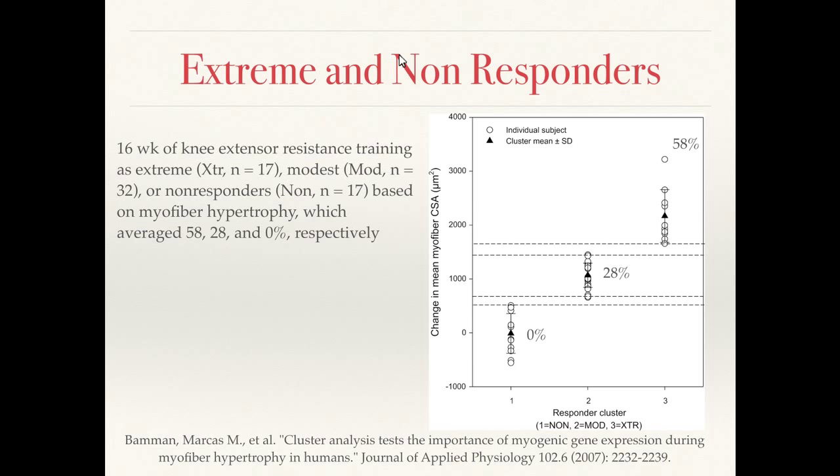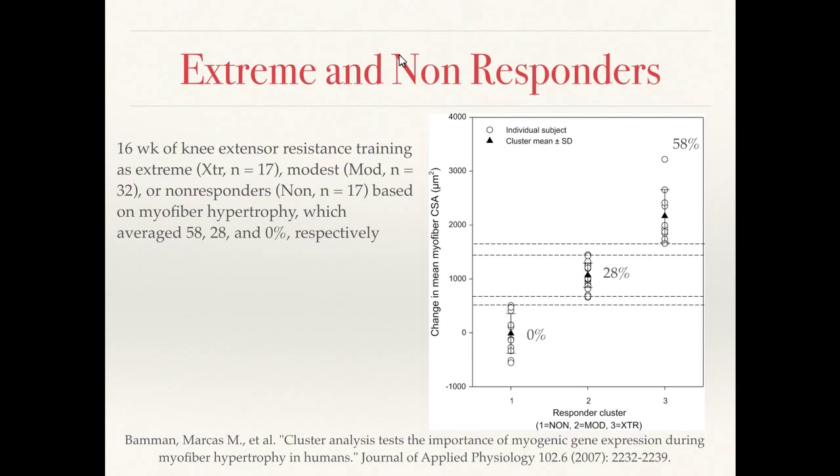So does this explain why some people grow more than others, or hypertrophy more than others? Well, Marcus Baumann did a cluster analysis. Basically, they did 16 weeks of knee extensor resistance training, and they found that out of the whole group of subjects, there were non-responders, which got 0% hypertrophy, moderate responders, which got 28% hypertrophy, and extreme responders, which got near 60% hypertrophy. Think about it. How many times have you seen the guy who goes in the gym and they just respond like crazy? That's actually true.